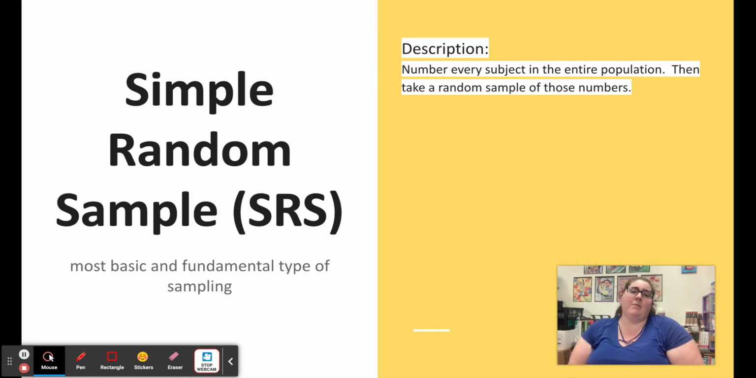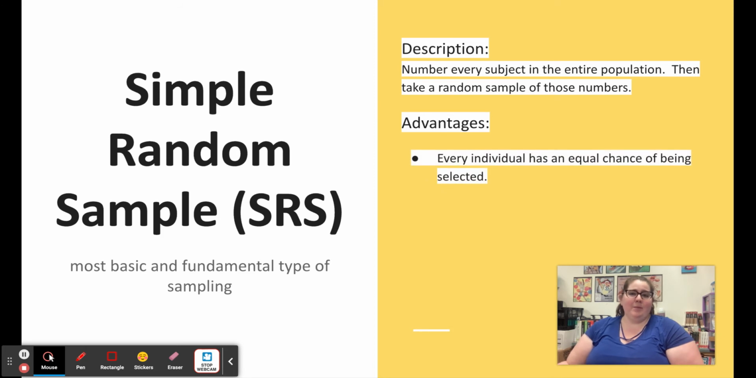There are lots of ways that we can pick numbers, but with a simple random sample, we're numbering every single subject in our population with a unique number, and then using some kind of method to take a random sample of those numbers. So one advantage of a simple random sample is that every individual has an exactly equal chance of being selected, because everyone has a number and we're picking from those numbers.